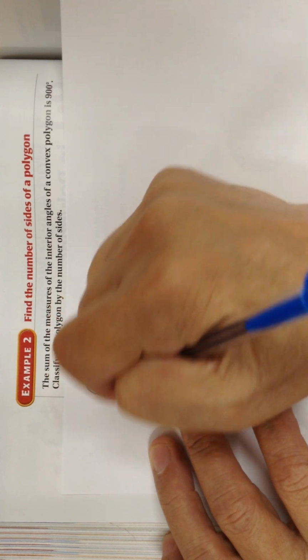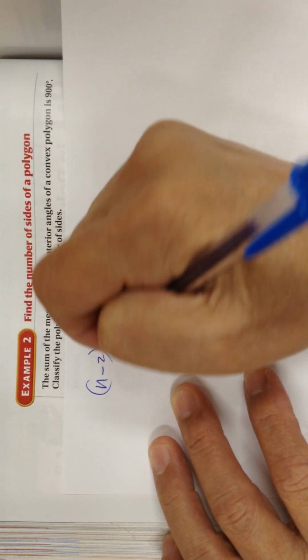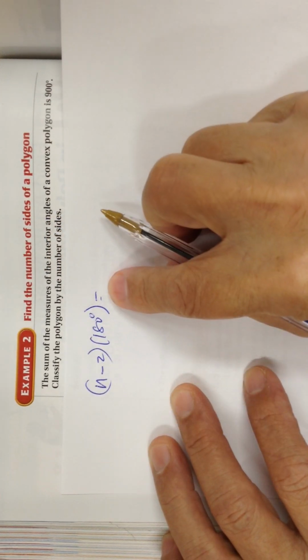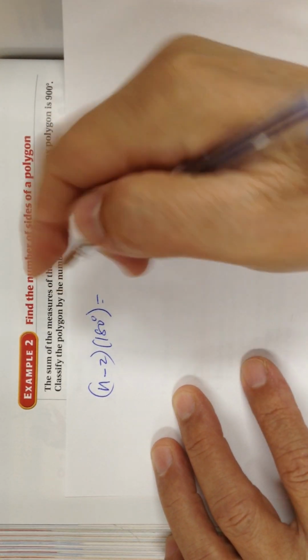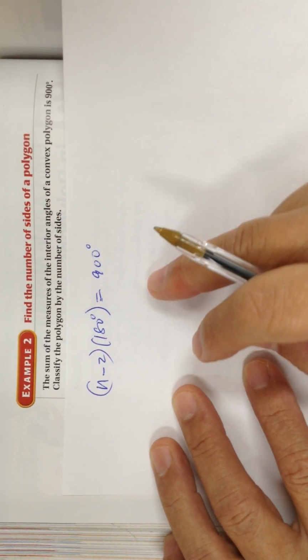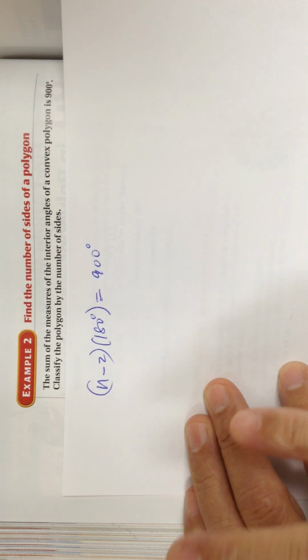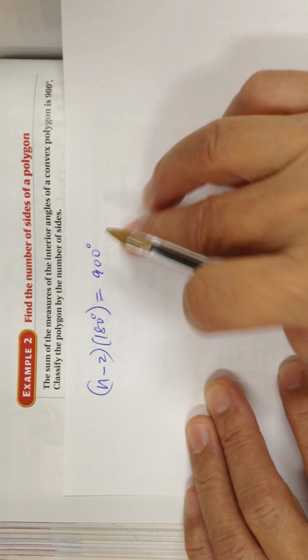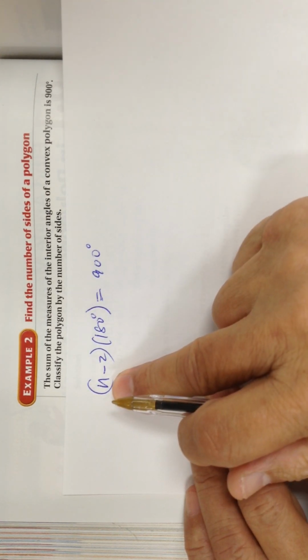And you have to minus 2. This gives you the number of triangles. And you have to times by 180 degrees. This will give you the total angle. And that total angle is equal to 900 degrees. Now you have to solve. Before, they gave you the number of sides and you had to figure out the total angle. Right now they give you the total angle, and you have to work backward to find the number of sides. So this one, don't multiply out.